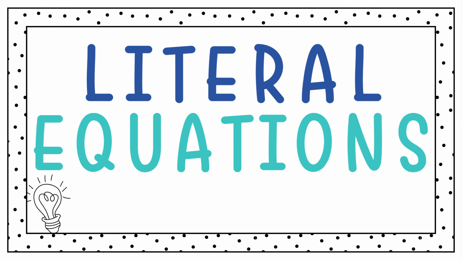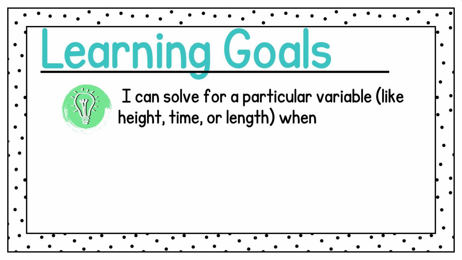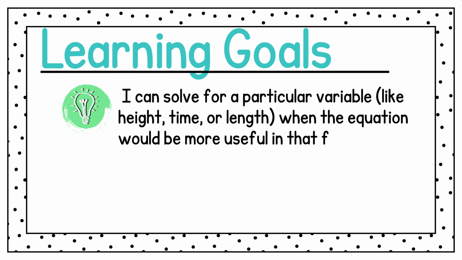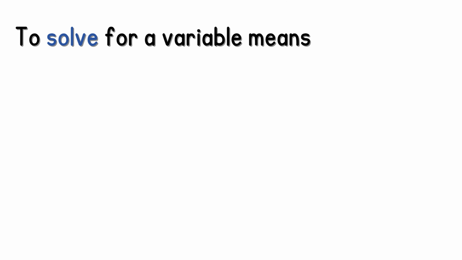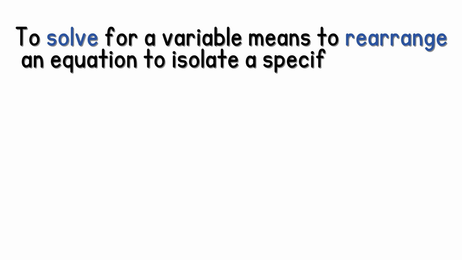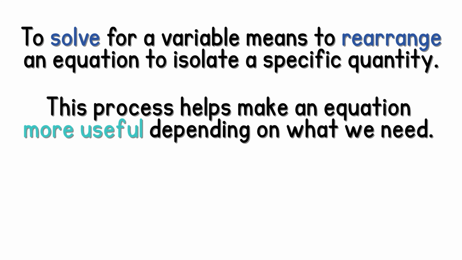Literal equations. In this video, you'll learn how to solve for a particular variable, like height, time, or length, when the equation would be more useful in that form. You'll also learn the meaning of the phrase to solve for a variable. So to solve for a variable means to rearrange an equation to isolate a specific quantity. This process helps make an equation more useful depending on what we need.